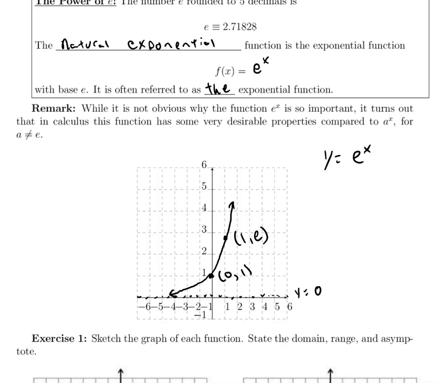Now, this is why I say you only need to know that e is roughly 2.7. You're not going to be exact when you're plotting that point. And I'd buy that. I plotted that point right around 2.7 as far as its y coordinate. So 1, e is roughly at 1, 2.7.